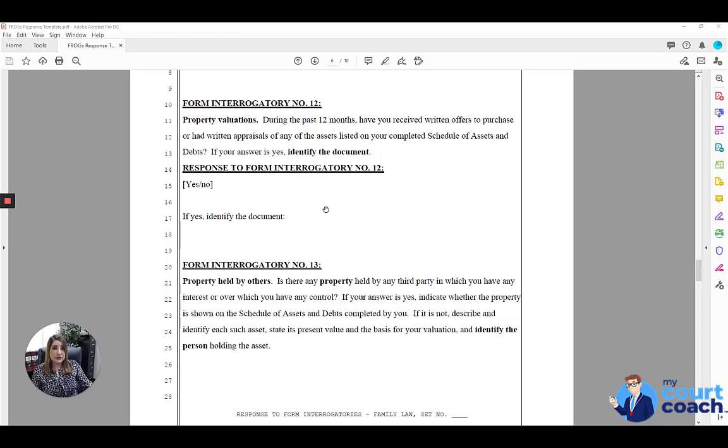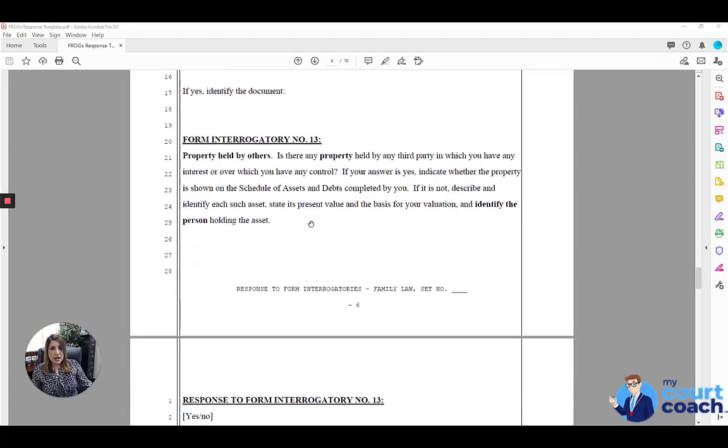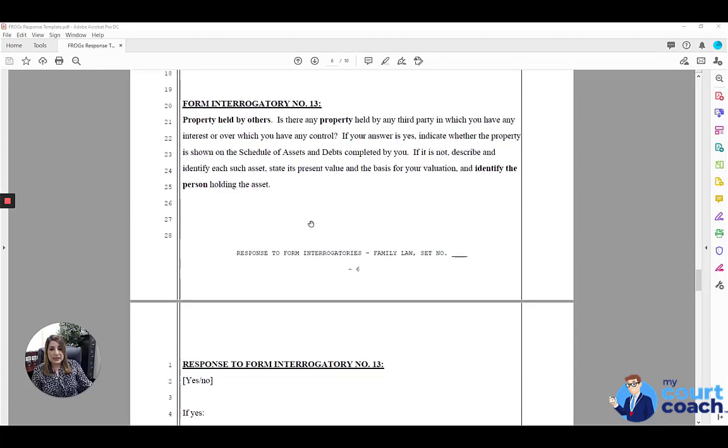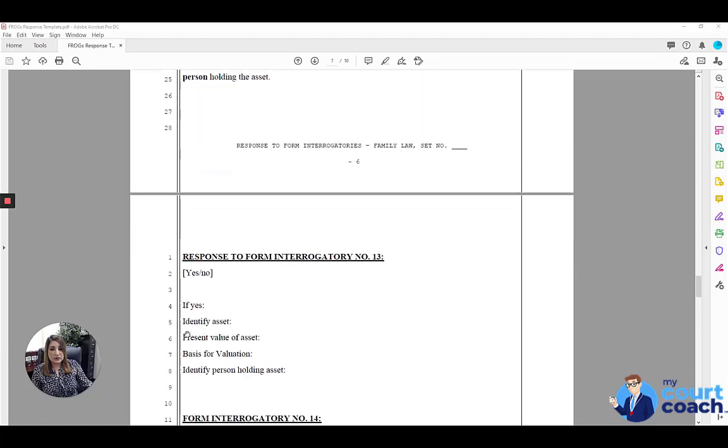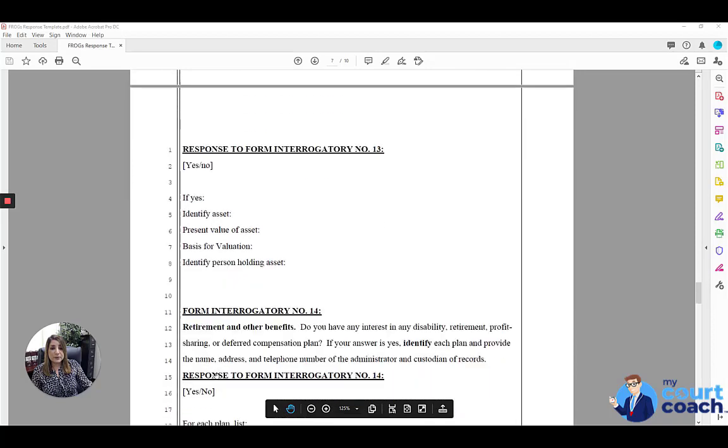If you've received any written offers to purchase property or had written appraisals of any assets, then you would say yes or no. And if yes, identify the document. Item 13 is asking if you have any property held by a third party. Again, a yes or no question. And if yes, then there's all these other components that you need to answer, which I've broken down for you.